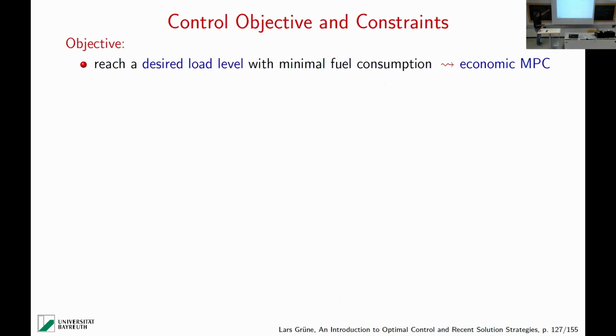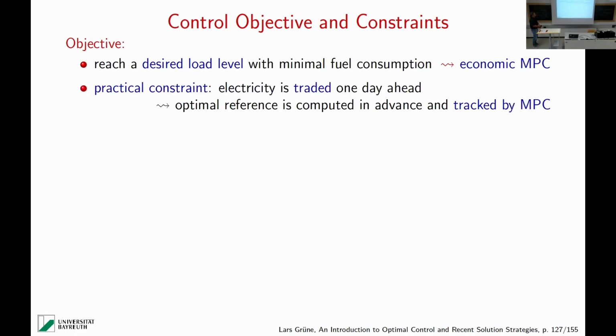So the objective is we want to reach a desired load level, so the load level where we then can connect the plant to the grid, with minimal fuel consumption. And this is like the typical what is called an economic MPC problem. That's the kind of model predictive control problems I have talked about so far. There's a practical constraint, which is that the electricity is, at least in Germany, and I think throughout Europe, traded one day ahead.